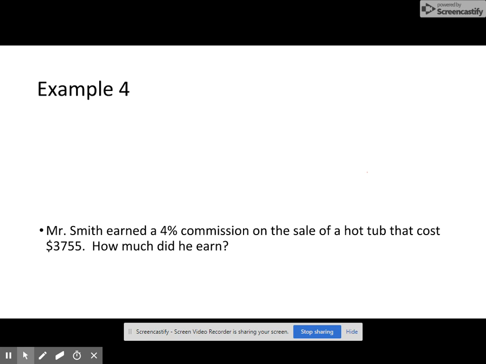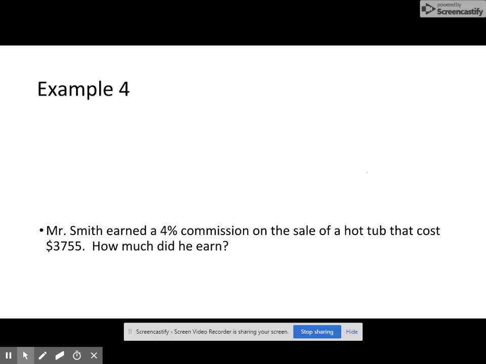Real estate, people that sell houses, also it's the same way. They get a percent of the house that's sold. So you sell a $1 million house, you get more money than if you sell a $30,000 house. So we're going to do this problem the same way. We're trying to find the 4% of 3,755. So this is a good time to pause the video so you can see. I'll show you the solution here in just a second. So pause the video.